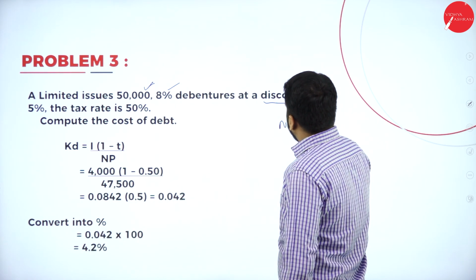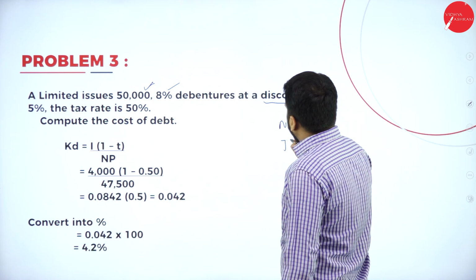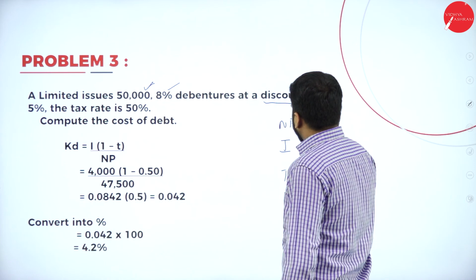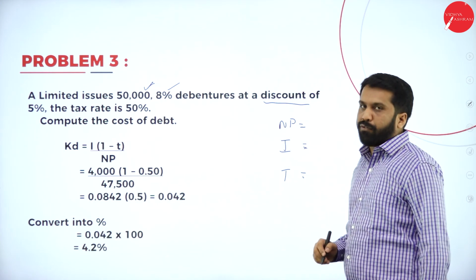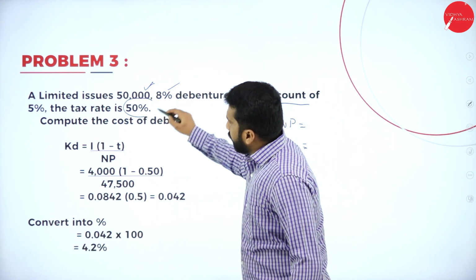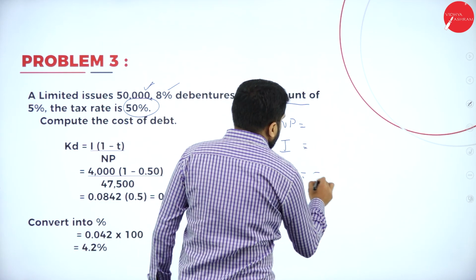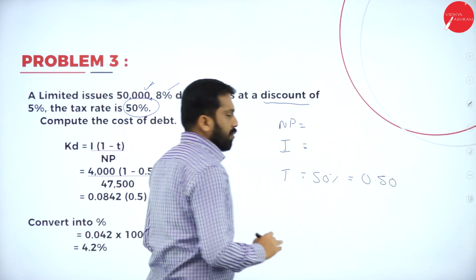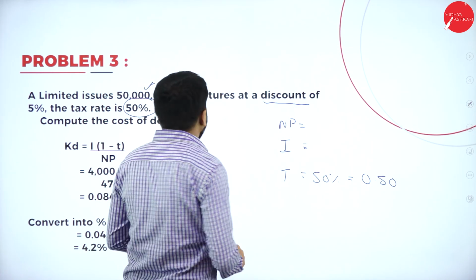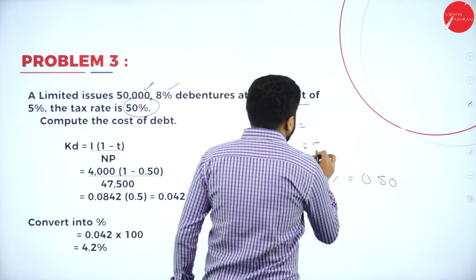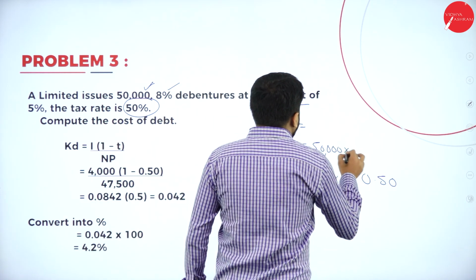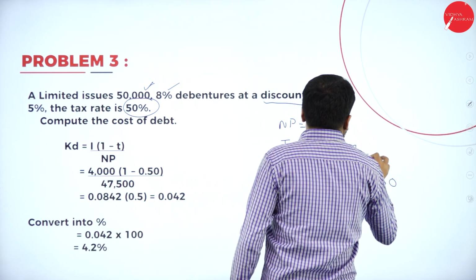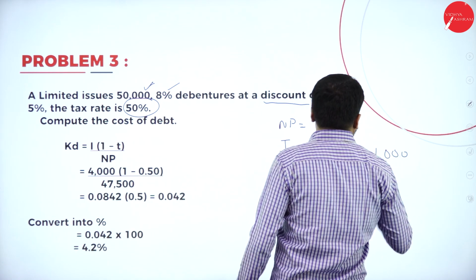In this, the first one is net proceeds. The second one is your interest. The third one is your last one, tax. They have given 50%, we can call it 0.50. Next, what is the interest part? You have 50,000 multiplied with the percentage, 8%. You get around 4,000 as the answer.